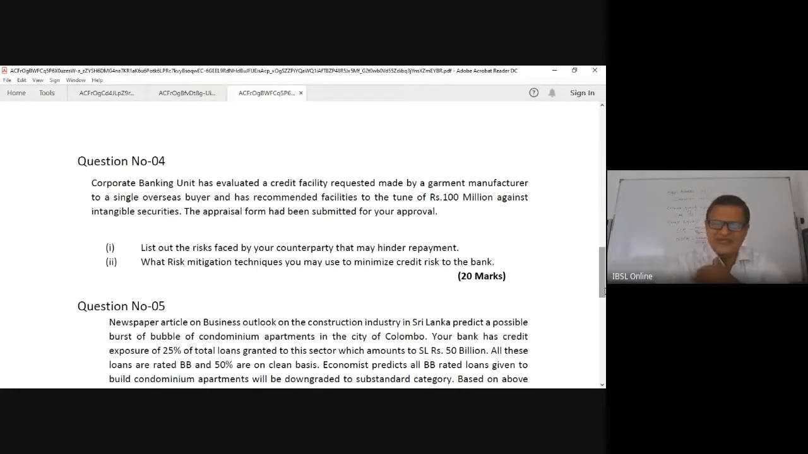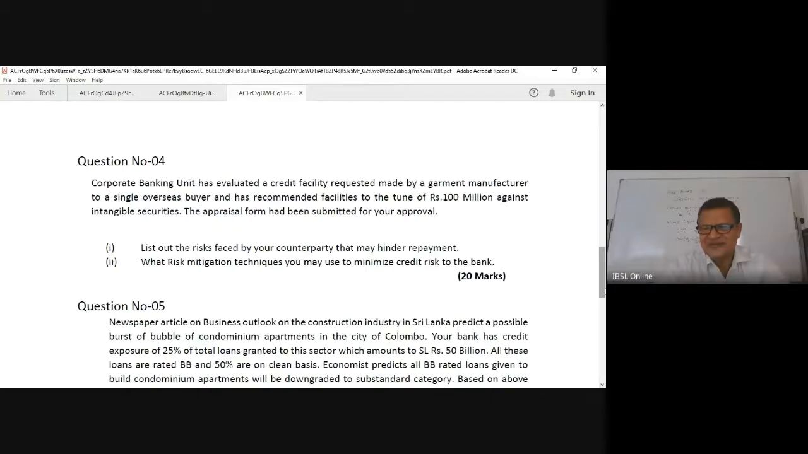So now we are in the risk management unit. We have got this particular form which has all the evaluation notes of this client. He's asking 100 million. He's not offering tangible securities. He's in the garment industry, a manufacturing client, but also they have said that he's supplying to a single client. All that information is given. List out the risks faced by your counterparty that may hinder repayment. That means what it's asking: a client of this nature, what type of risk does he face.